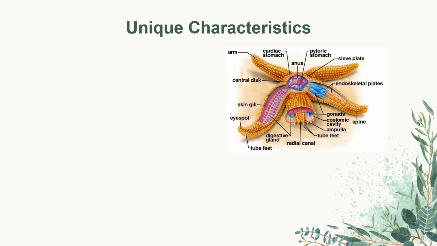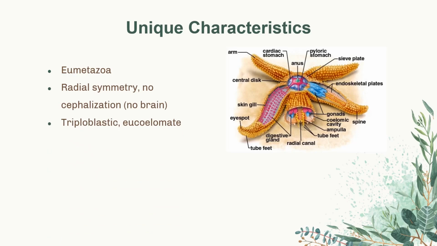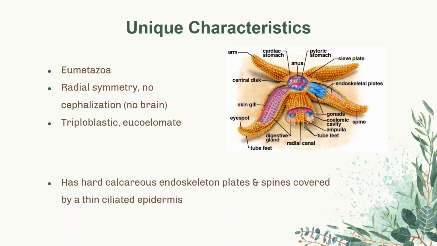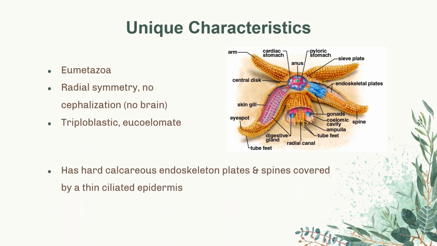The unique characteristics of animals under Echinodermata are that they are eumetazoans, so they have true tissues, have radial symmetry, but no cephalization, basically no brain. They are triploblastic in terms of germ layer and are eucoelomate, with hard calcareous endoskeleton plates and spines covered by a thin ciliated epidermis. They are deuterostome, meaning during embryonic development, they create the mouth second. Instead, they create the anus first.